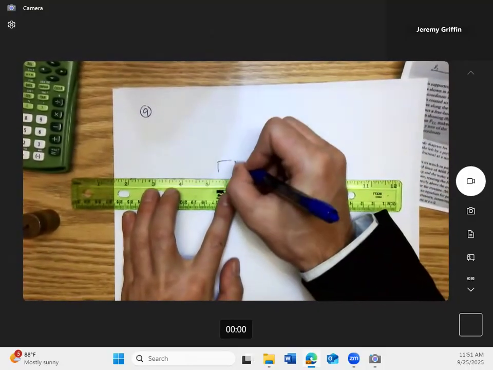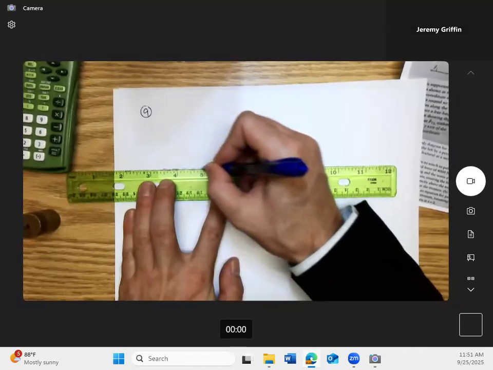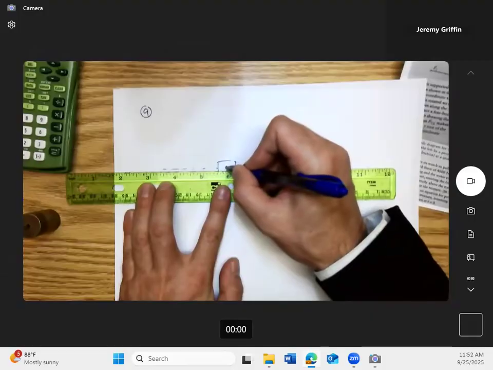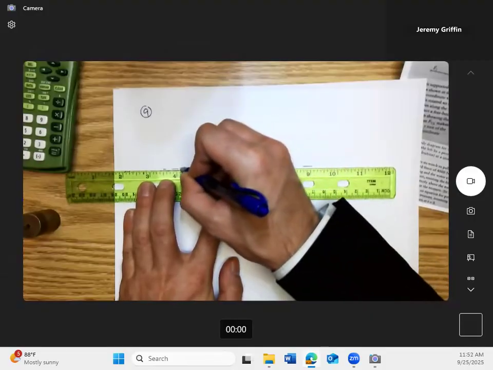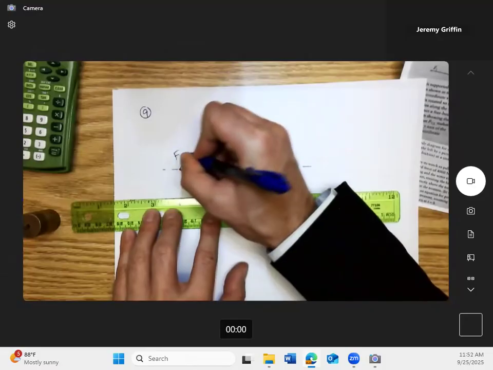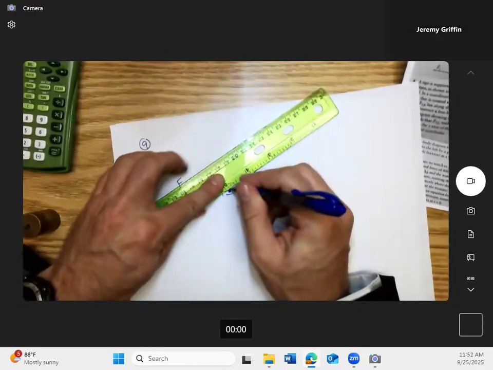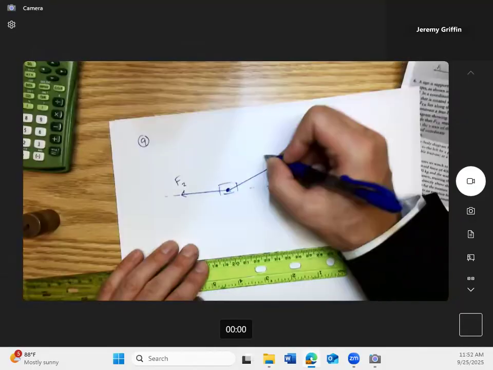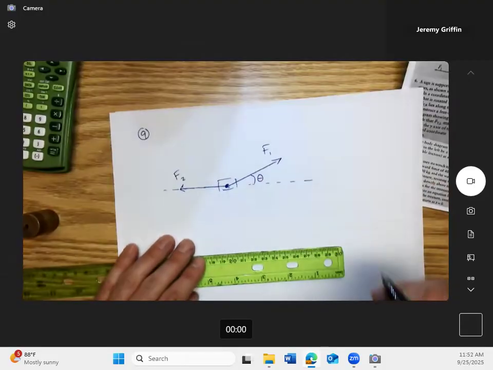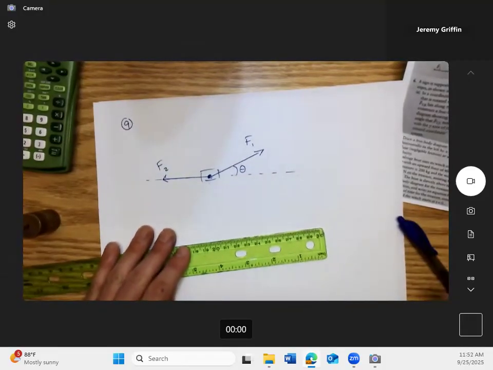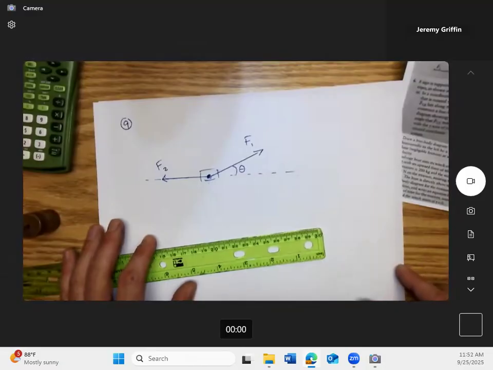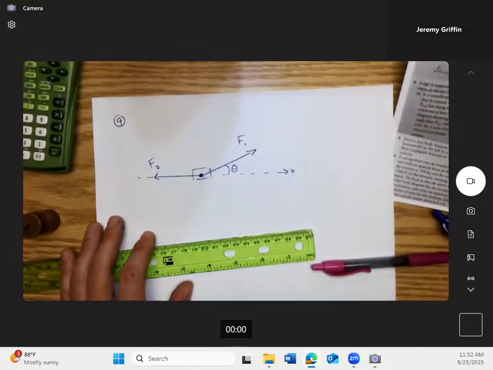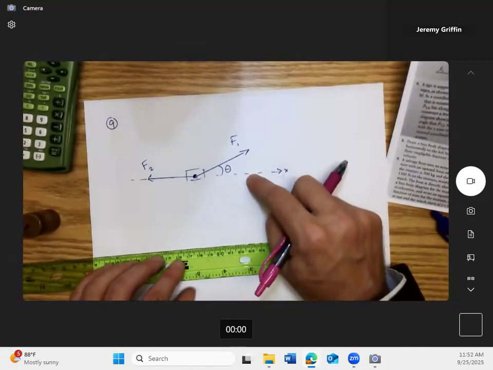So give you like some block here, give you an x-axis. We got F2, some F2 going to the left. That's F2. And then there's some F1 pulling kind of up and to the right at some angle of theta. Okay. We wanted this to move the block in the positive x direction, which is to the right. Okay. So what's the minimum value of F1 in terms of F2?